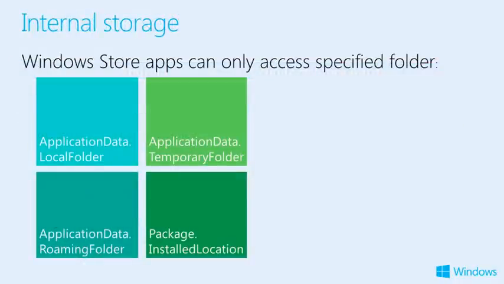Besides application settings, Windows 8 also allocates isolated storage for every application to save private data. There are 4 different folders. The local folder is used to save persistent data that exists only on the current device. The data in the temporary folder works like a cache. It can also be removed by the system at any time. The data in the roaming folder exists on all devices on which the user has installed the application. The application can also access the installed location folder, which contains the application package. This folder is read-only, so you can't write data to this folder.